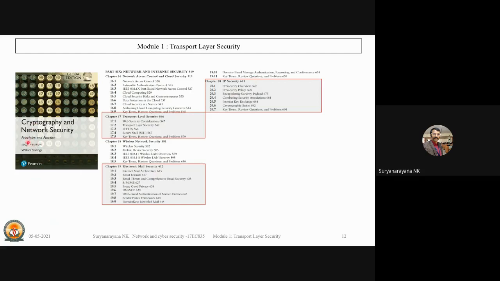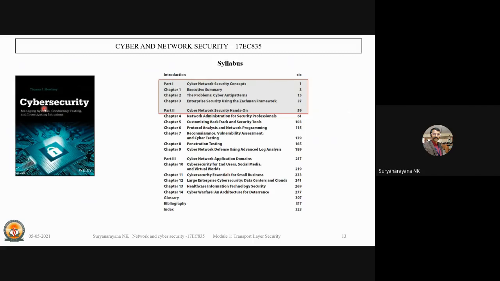Since this is a higher version, 7th edition, you can notice a slight difference in the chapters. But the contents here are the same. In the second textbook, there are 14 chapters. Out of 14, we are going to study part 1, 3 chapters, and part 2, only 1 chapter. We will not concentrate on the remaining topics.